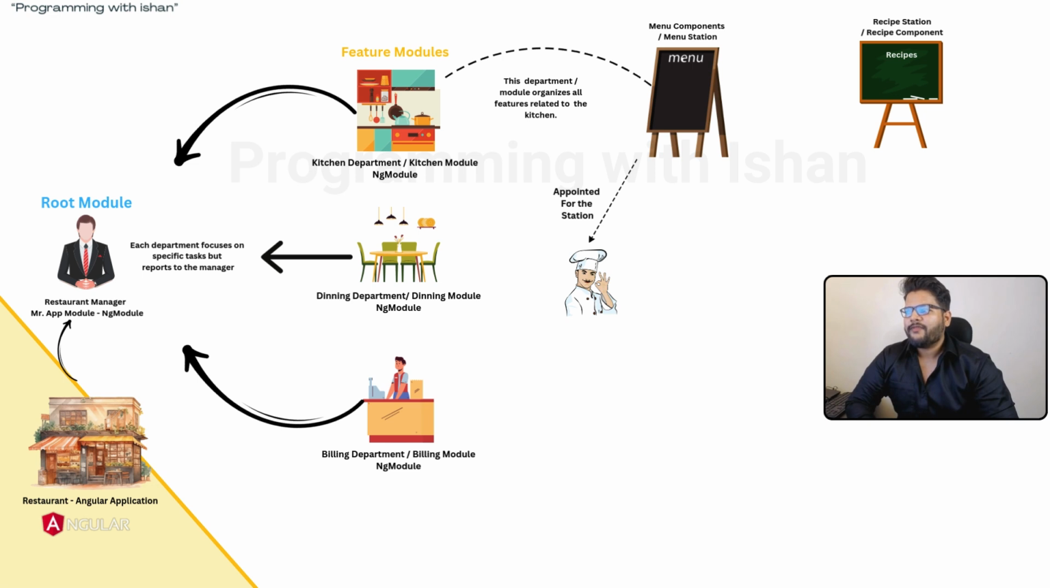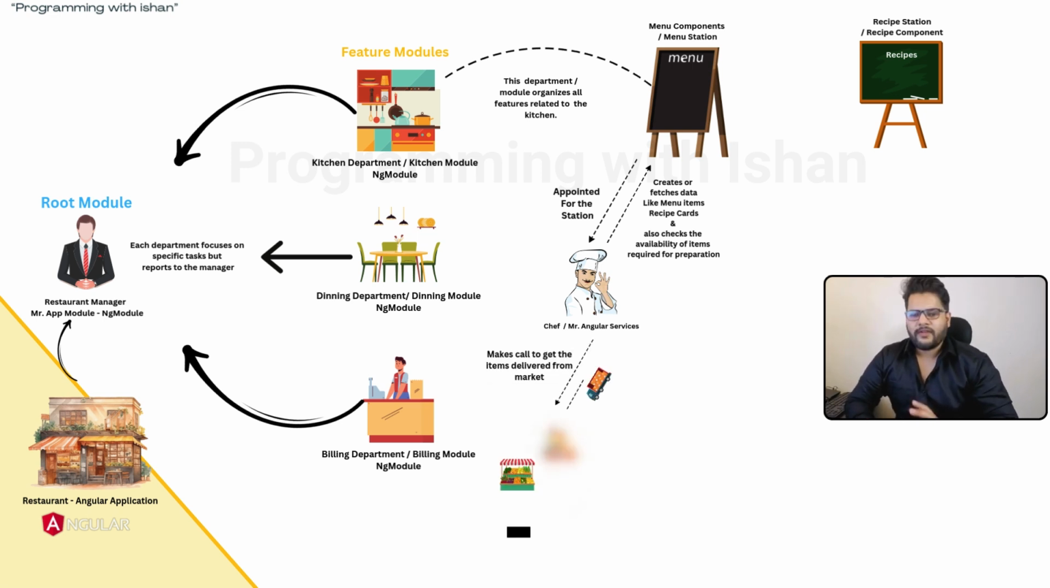Let's keep the name of the chef as Mr. Angular Services. And Mr. Angular Services is responsible for providing any sort of data required by the stations which we have in the kitchen, and also for any items which are required from outside the restaurant, like to buy some vegetables or any items related to groceries, whatever is required by the kitchen staff to prepare the menu prepared by the chef. So that is all the job of Mr. Angular Services. So we can call him the brain behind the kitchen working, right?